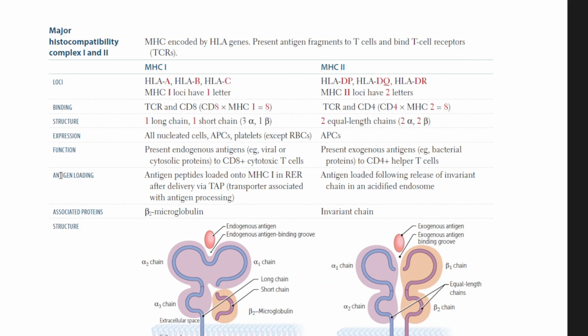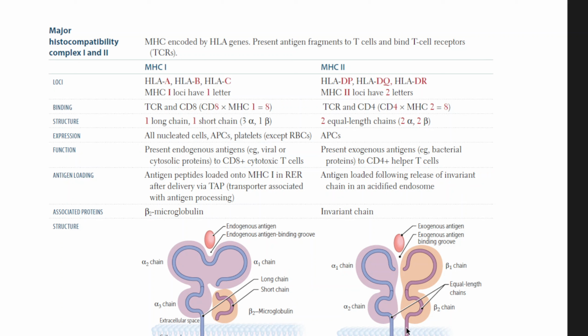So the antigen loading. Remember, they are both on the extracellular surface. They're both on the extracellular surface, but one presents endogenous antigen, the other one presents exogenous antigens. So one way to remember, it doesn't mean that one is intracellular and the other one is extracellular, but they present different kinds of antigens, endogenous and exogenous.